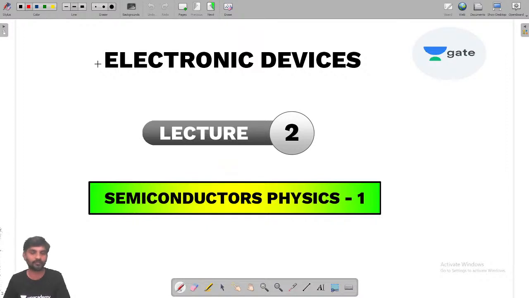So, moving on to the original topics for electronic devices. This is going to be the second lecture. In the first lecture we discussed only the overview of the subject. Now the first topic is going to be semiconductor physics. In semiconductor physics also we are going to discuss the most important topic. The first topic is going to be atomic structure.